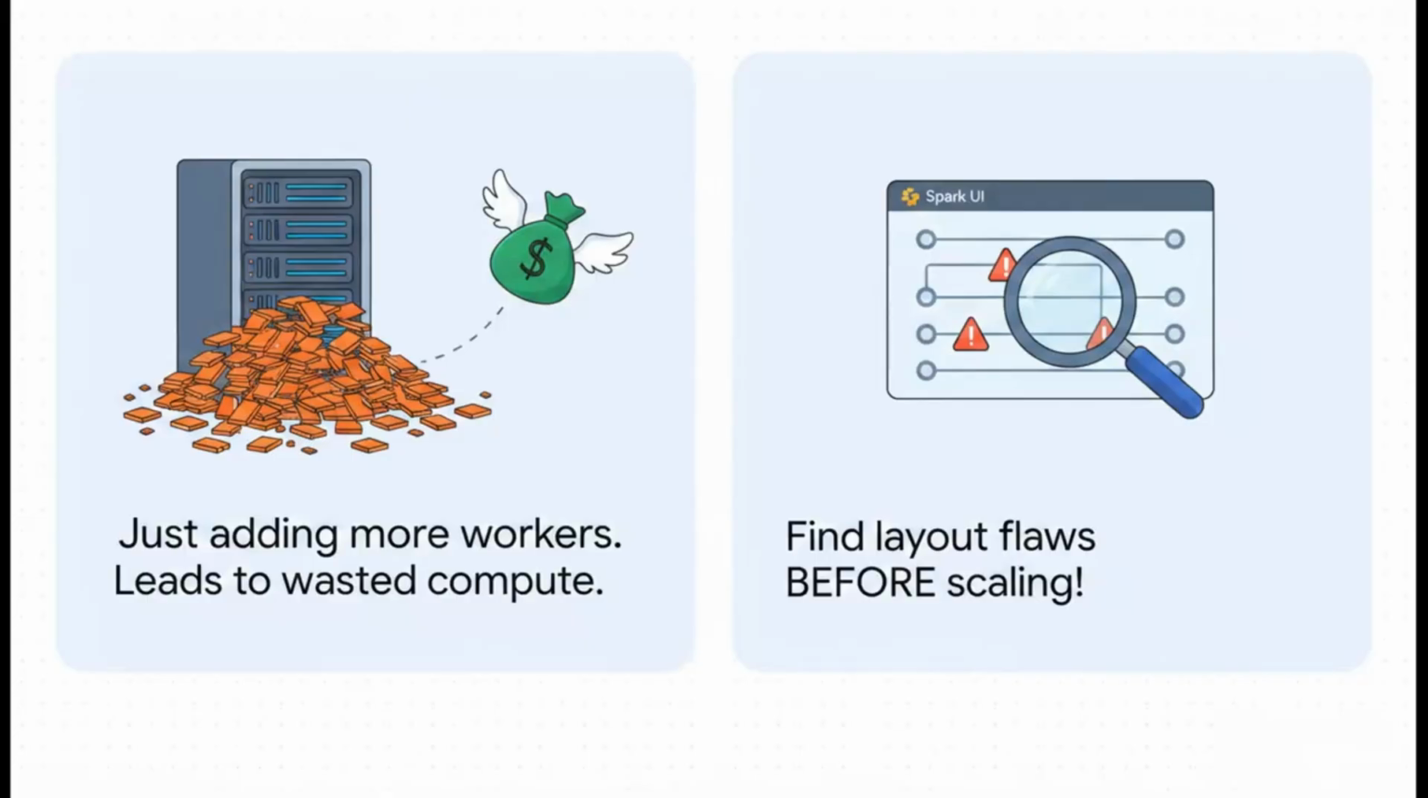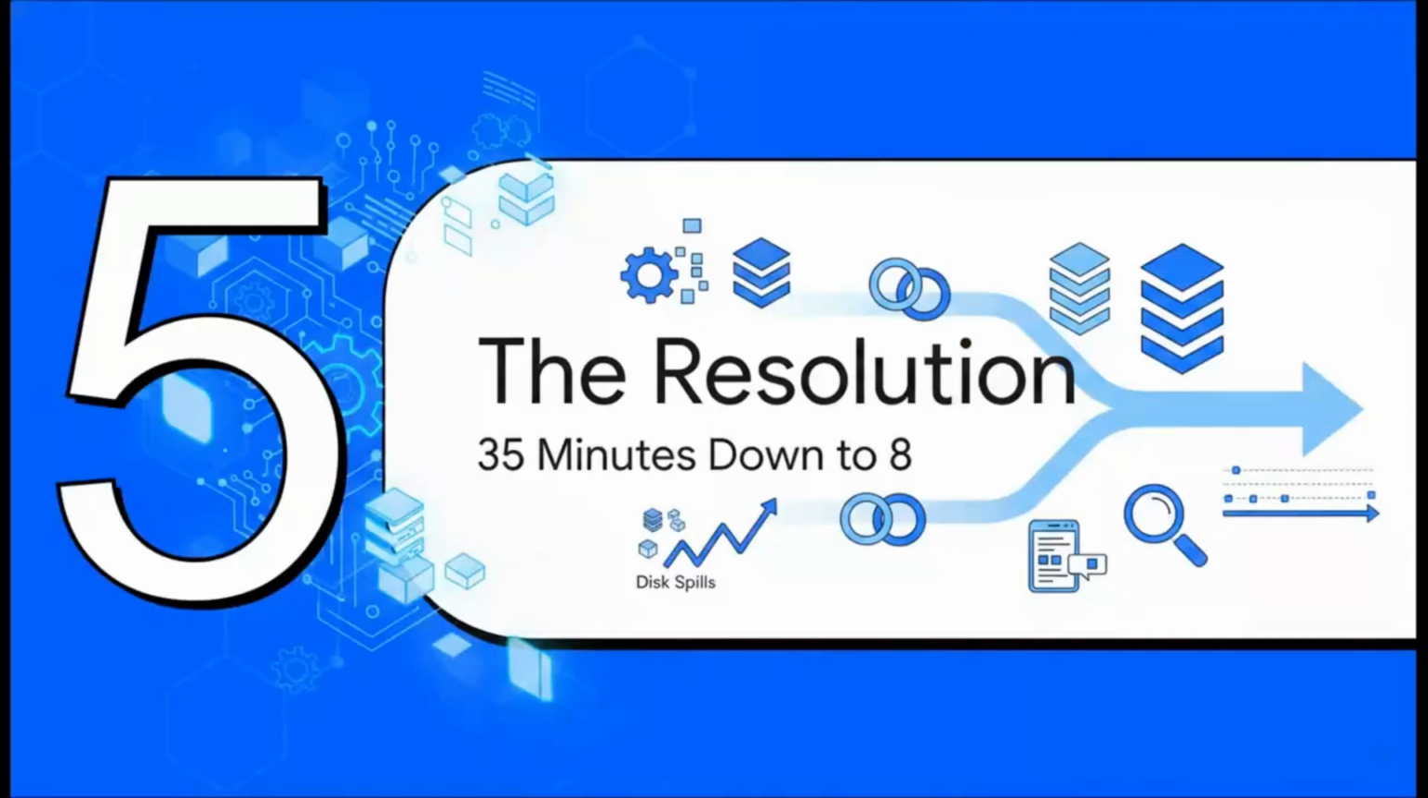The harsh reality? Scaling up a cluster does absolutely nothing to fix a bad data layout. If your layout is a mess and your shuffles are bad, throwing more nodes at the problem just means you're paying Databricks a premium to inefficiently move your data around. Always audit your Spark UI for shuffle read and write times before you even think about reaching for a bigger cluster.